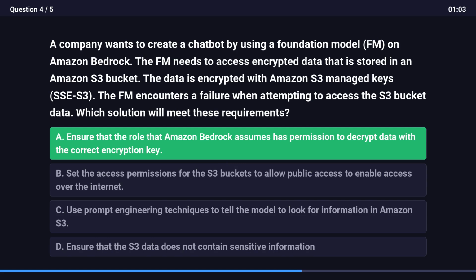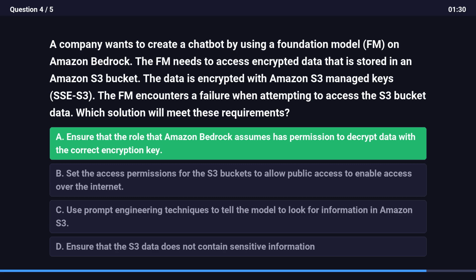The correct answer is A. Ensure that the role that Amazon Bedrock assumes has permission to decrypt data with the correct encryption key. The solution requires ensuring proper IAM permissions for the role that Amazon Bedrock assumes. The role needs permission to decrypt data using the encryption key. For SSE-S3 encrypted data, the role needs appropriate S3 access permissions.